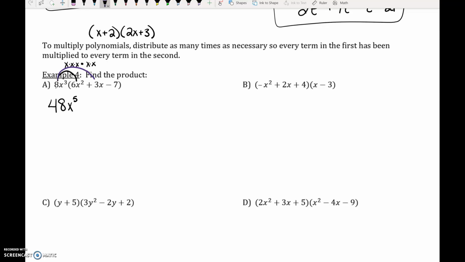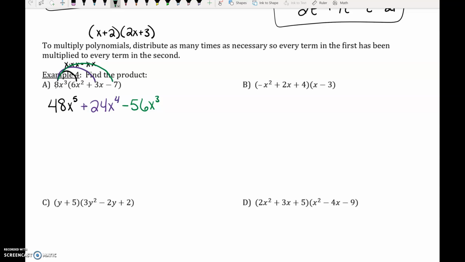8x cubed times 3x. 8 times 3 is 24. X cubed times another x is x to the fourth. 8x cubed times negative 7. 8 times negative 7 is negative 56. And then there's the x cubed.